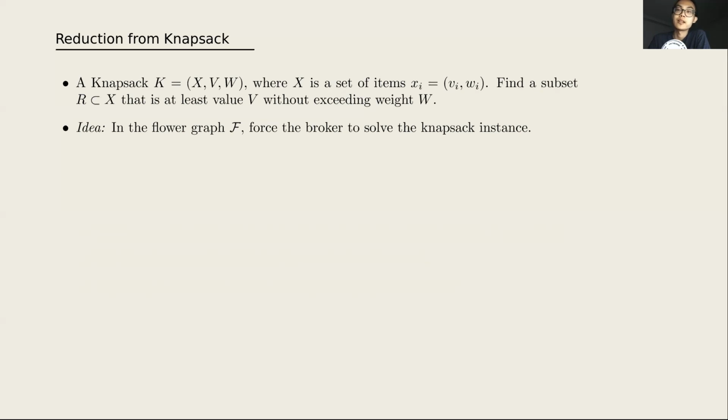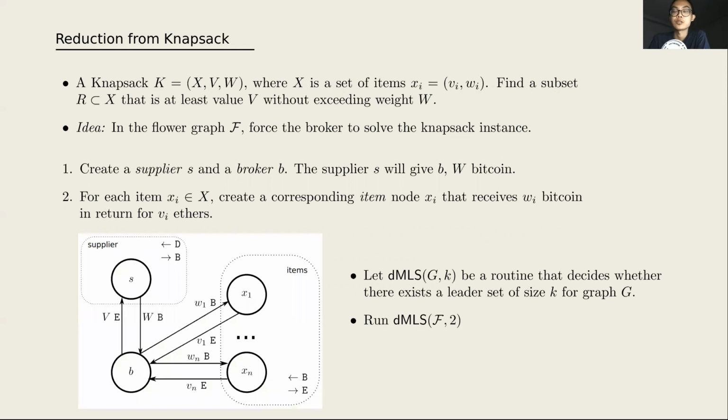So here we'll just provide an intuitive step-through of building the reduction rather than a rigorous analysis of our construction of the reduction. But overall, the idea is that we're going to construct the flower graph F that essentially forces the broker to solve the knapsack problem. And how we can do that is first we'll create a node that we call the supplier. We'll call that node S, and then our single broker B. So S will give B W Bitcoin, where W is the weight capacity described in the original knapsack instance.